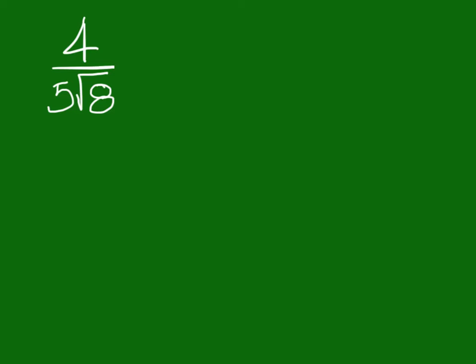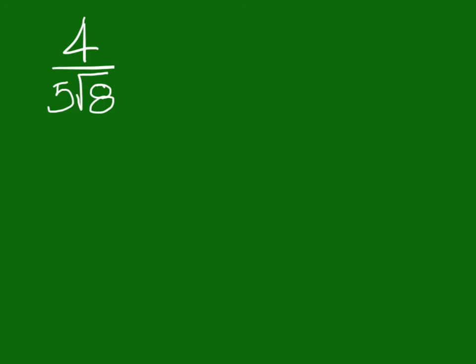Here is example number 3. This one does not have a square root on the top. So you have 2 options, and we'll go through both of them. One is to multiply the top and the bottom by the square root of 8 and come up with 4 square root of 8 over 5 times 8. And that would be 4 square root of 8 over 40.